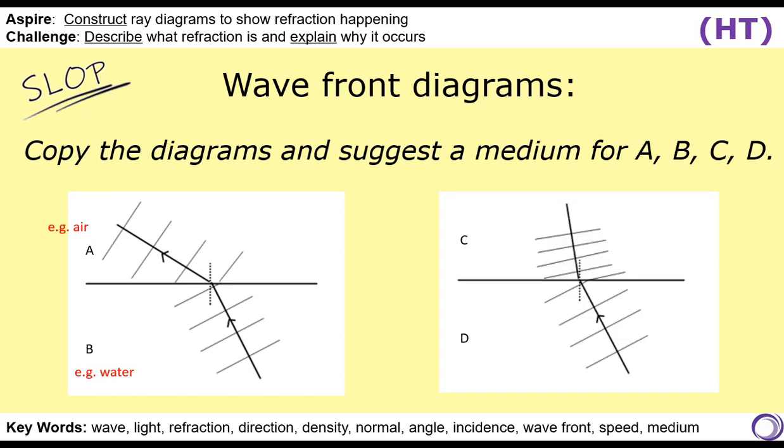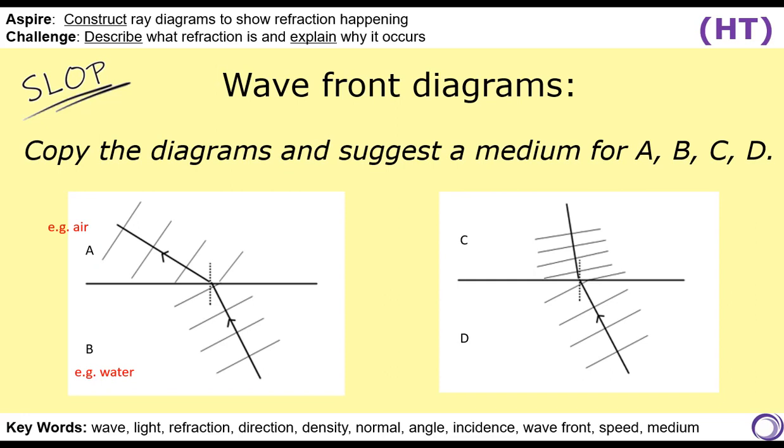Now, if we have a look at the right-hand diagram, this time the light is travelling from medium D into medium C. And if you look at the wavefronts, in medium D the wavefronts are further apart, so the light is travelling faster. And in medium C, the wavefronts are closer together, so the light is travelling slower. So the light is going from a less dense to a more dense medium. So medium D must be less dense.